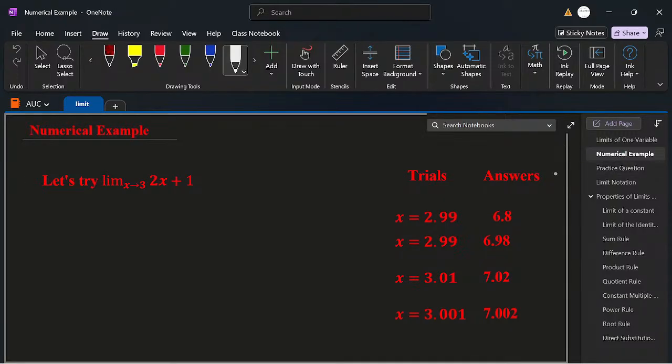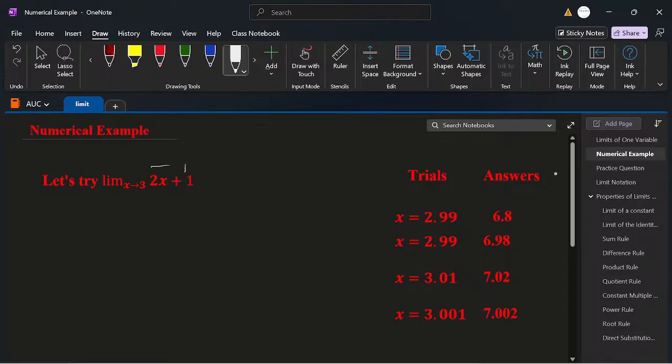For instance, let's say we have the limit as x tends to 3 of 2x plus 1. In this case, we want to find the limit of this function as x tends to 3. So if you plug in 2.9, from the left hand side, that is 2 times 2.9, then add 1, we're going to get 6.8. So that is what you get.